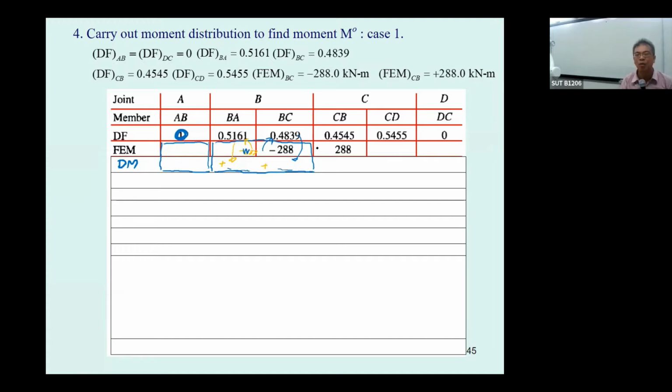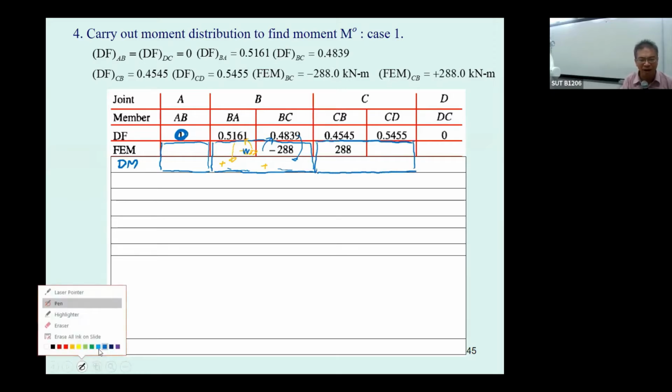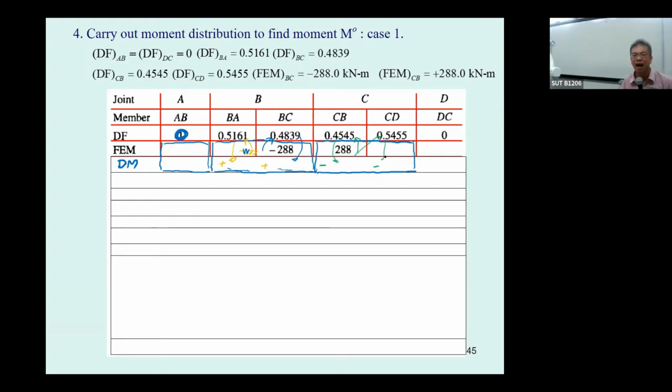And then you come over here, you will require minus 288. Since it requires minus 288, you know immediately the sign over here is going to be minus. You multiply this one and take it down, you multiply this one and take it down, and then you get the distributed moment. Let me illustrate this distribution, and you get everything. This is positive, this is negative, and the other here is going to be negative.